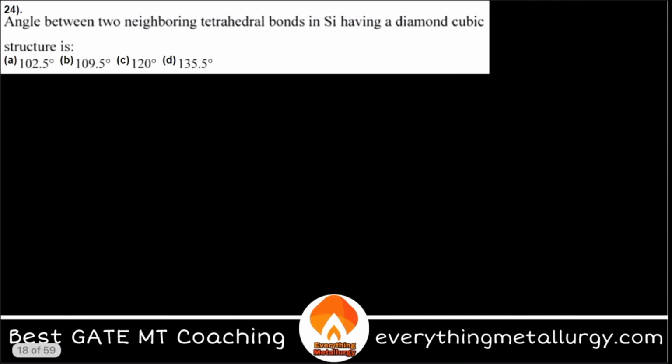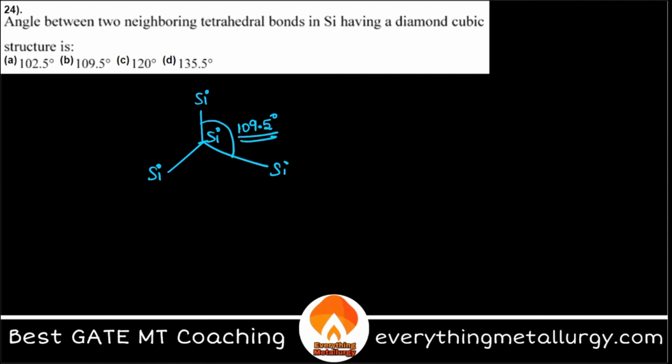Now the next question. Oh, this is a direct theory question. The angle between two neighboring tetrahedral bonds in silicon. Basically the tetrahedral unit will be something like this. You have Si, you have Si here, Si and the Si. And the angle is 109.5 degrees.